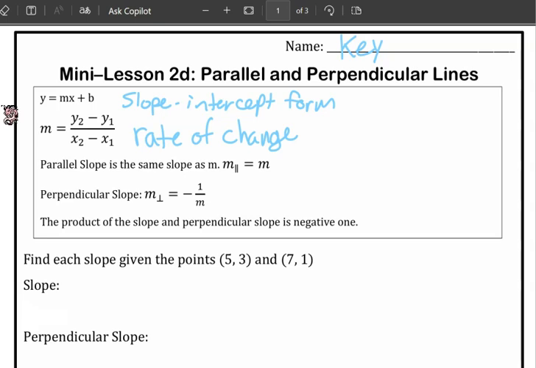Parallel slope is the same slope as m, denoted as m parallel equals m. Perpendicular slopes are opposite reciprocals, denoted as m perpendicular equals -1 over m. Basically, the perpendicular slope times the original slope equals -1. The product of the slope and the perpendicular slope is -1.